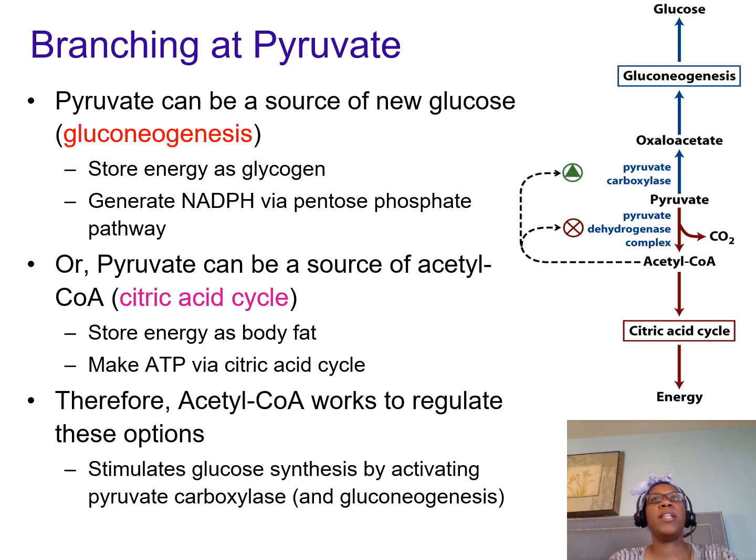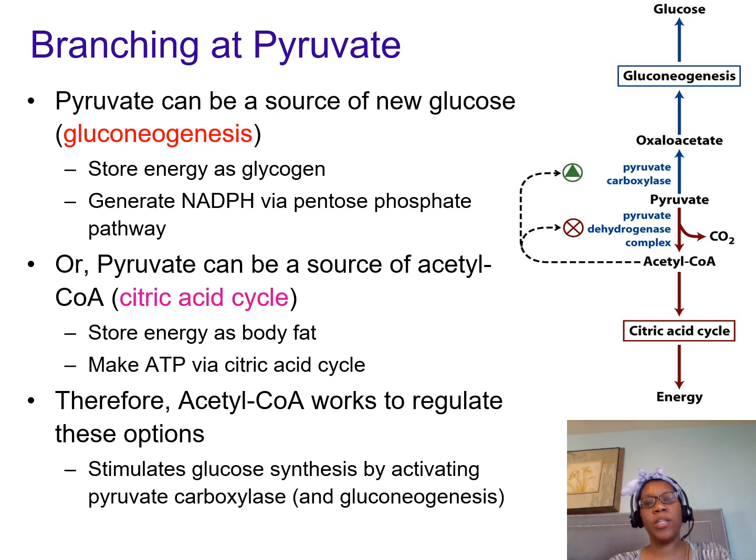And so you take the pyruvate, decarboxylate it. So we see that here. Pyruvate at the end of glycolysis can be decarboxylated and attached onto a coenzyme A. So we create acetyl-CoA. And then we get a lot of energy by going into the citric acid cycle.